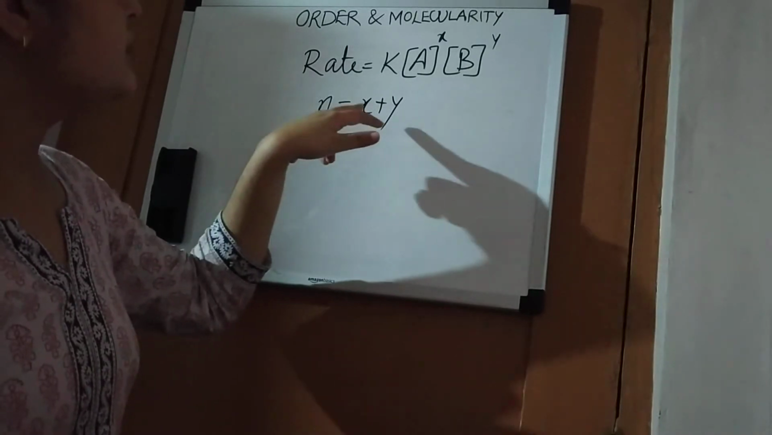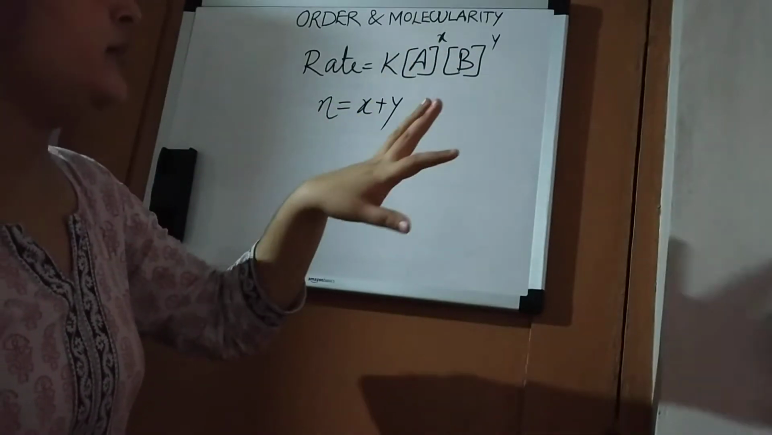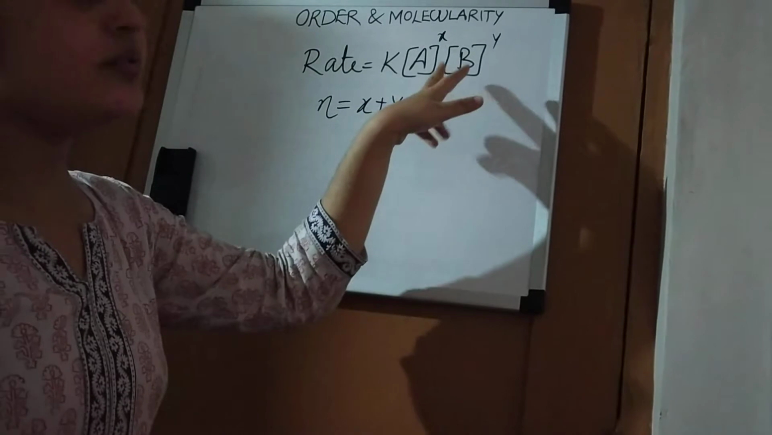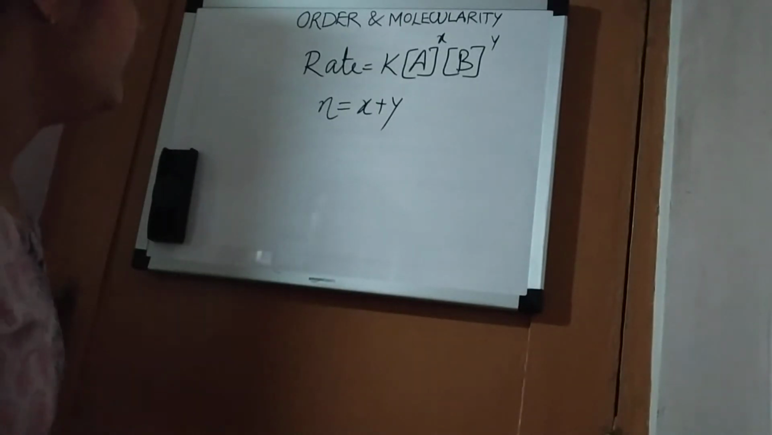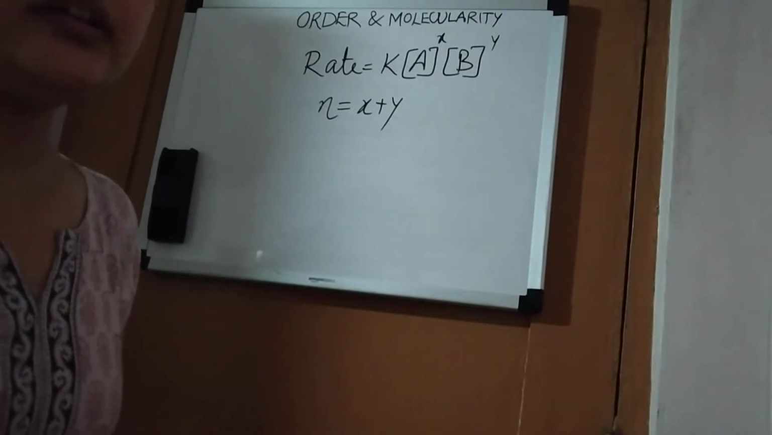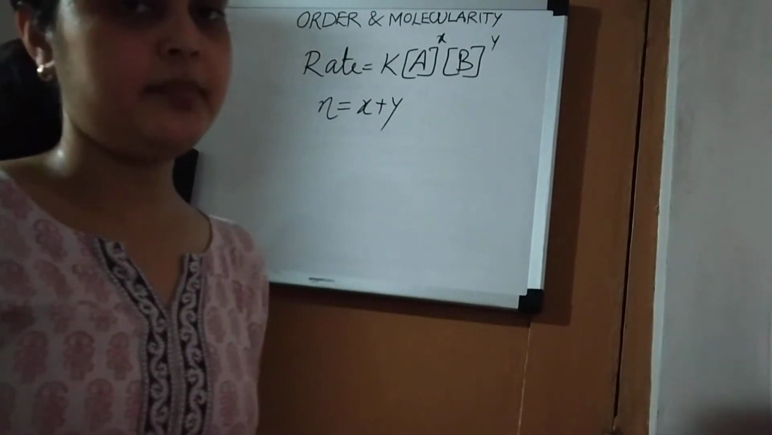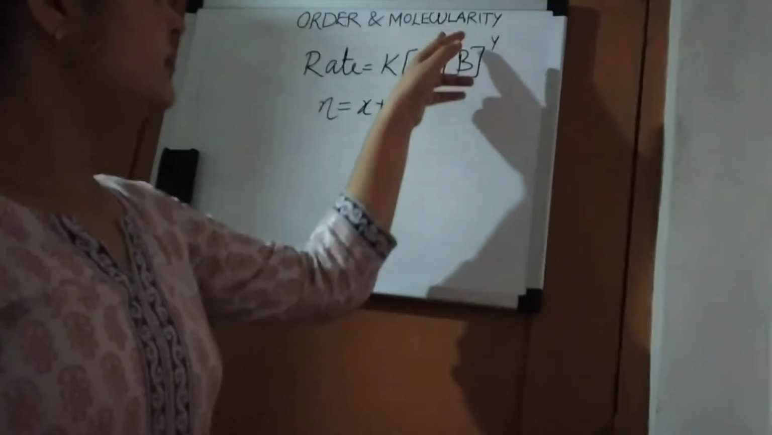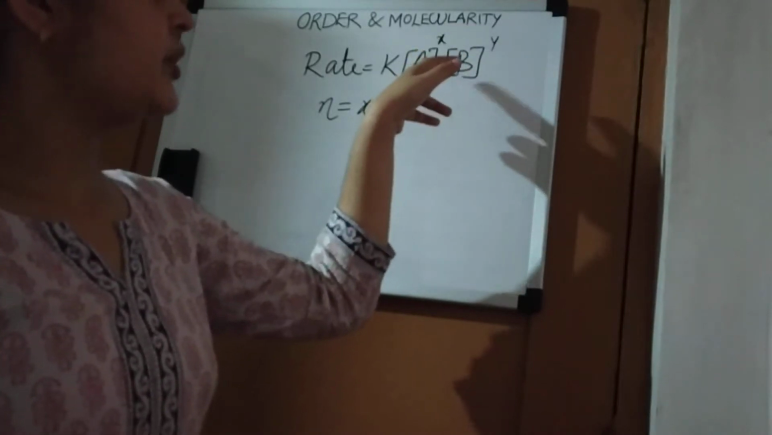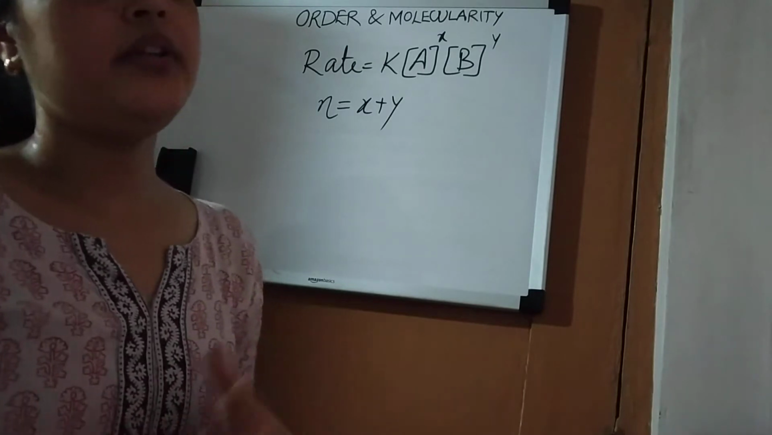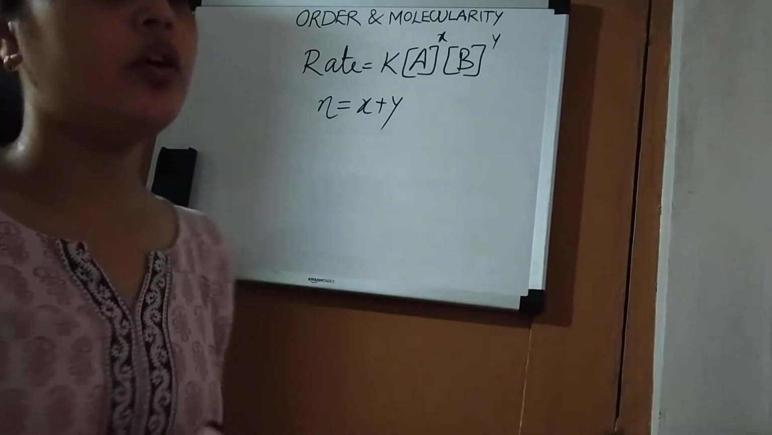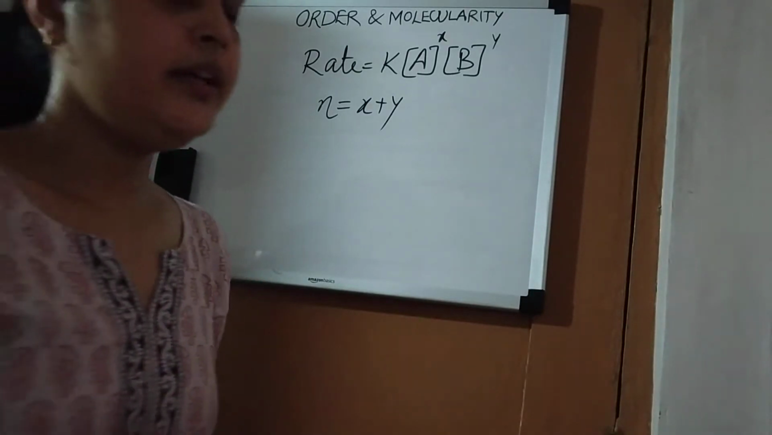So it will be equal to x plus y in this case, because there are two reactants and each is raised to the power x and y respectively, right? The order of the reaction is determined experimentally, meaning the order with respect to each reactant is found experimentally. Then only can we find out the order of the reaction, right?